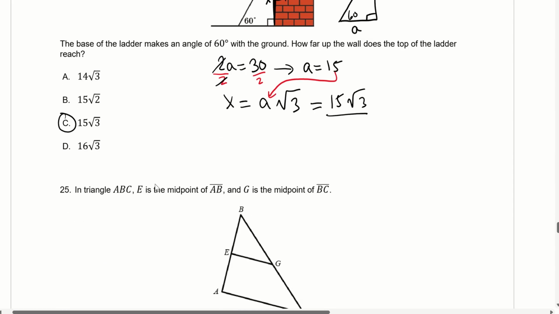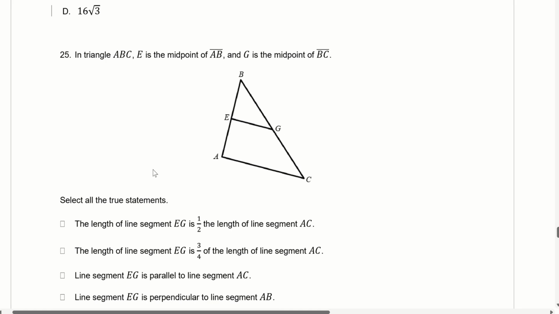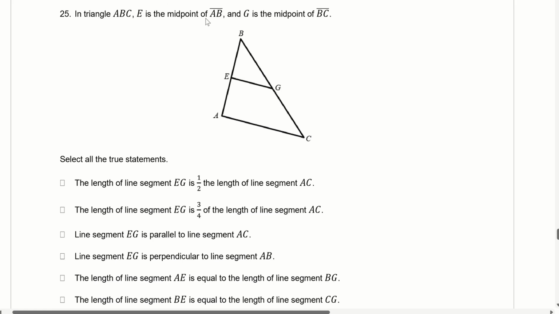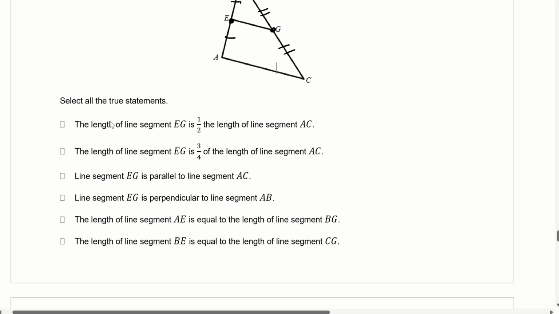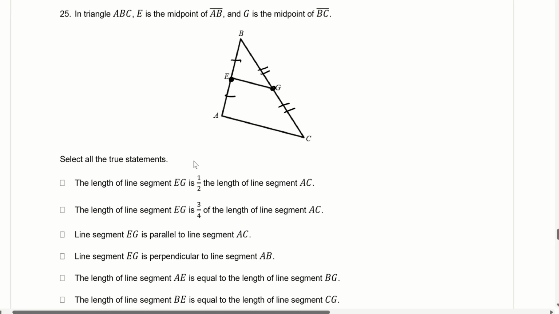All right, so now let's look at number 25. In triangle ABC, E is the midpoint of AB, and G is the midpoint of segment BC. So this is the midpoint, that means this is cut in half. This is the midpoint, that means this is cut in half. Select all the true statements. The length of line segment EG is 1/2 the length of line segment AC.